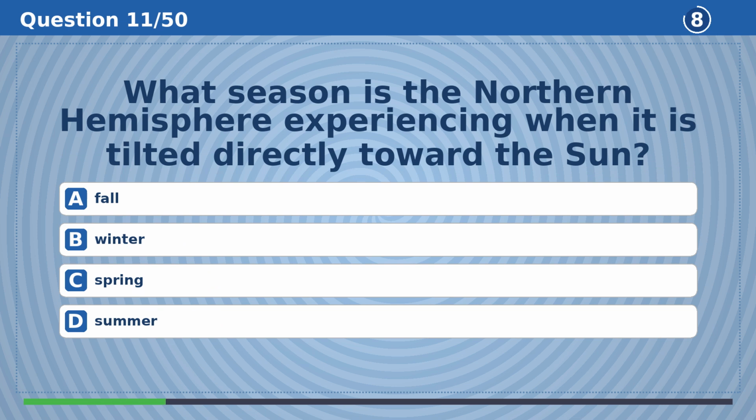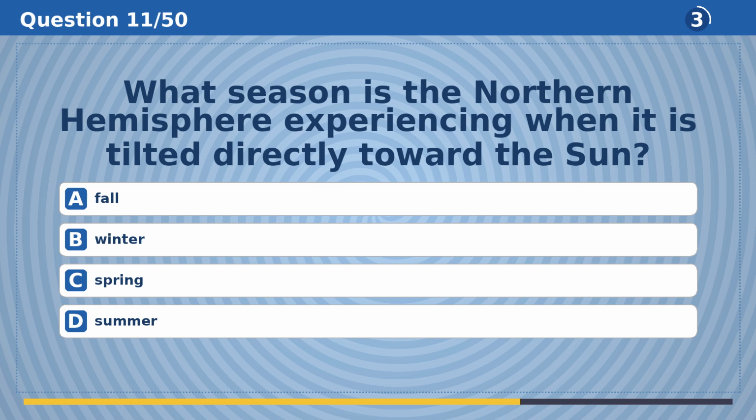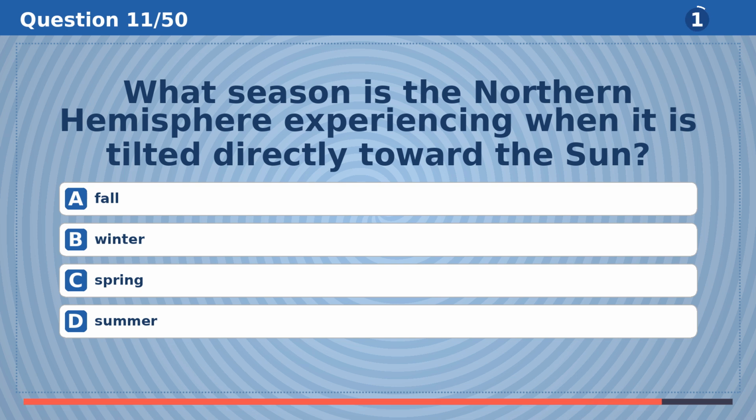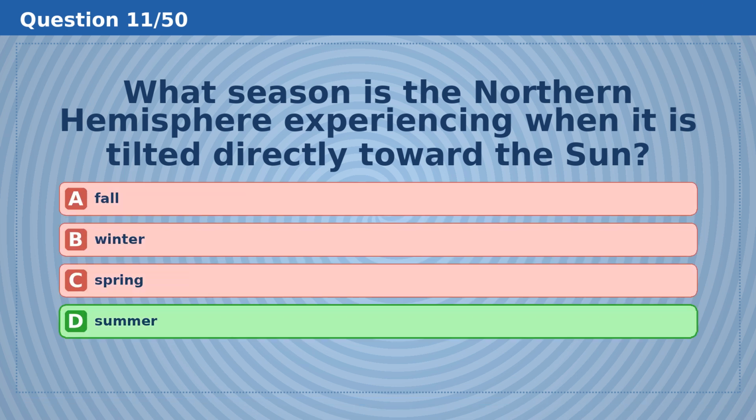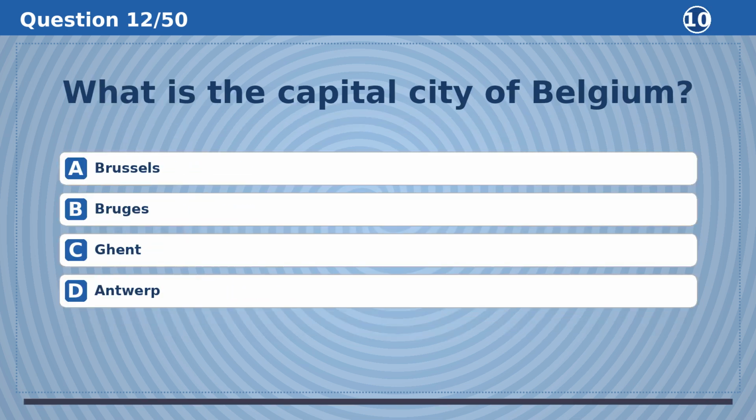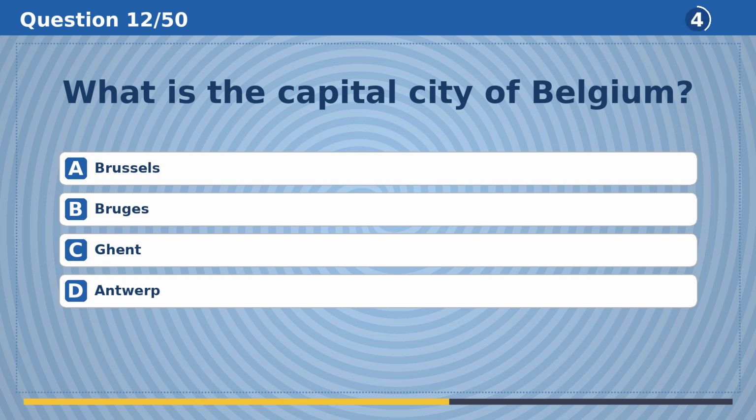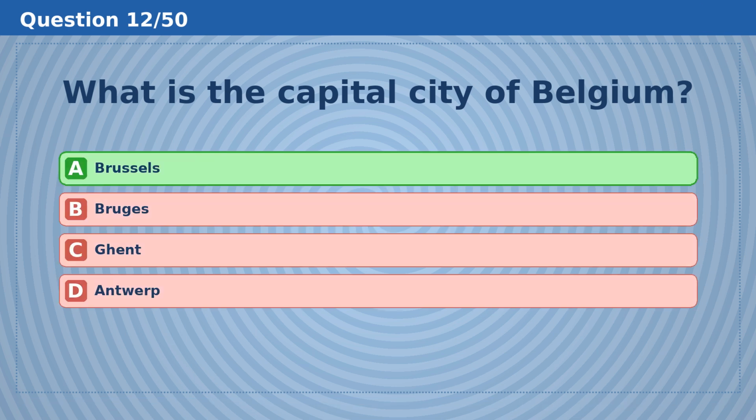What season is the Northern Hemisphere experiencing when it is tilted directly toward the sun? The answer is D. Summer. What is the capital city of Belgium? The answer is A. Brussels.